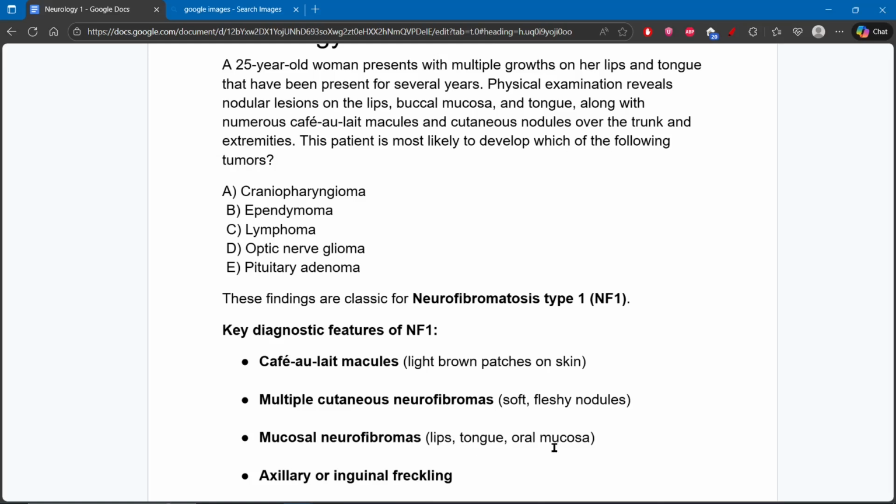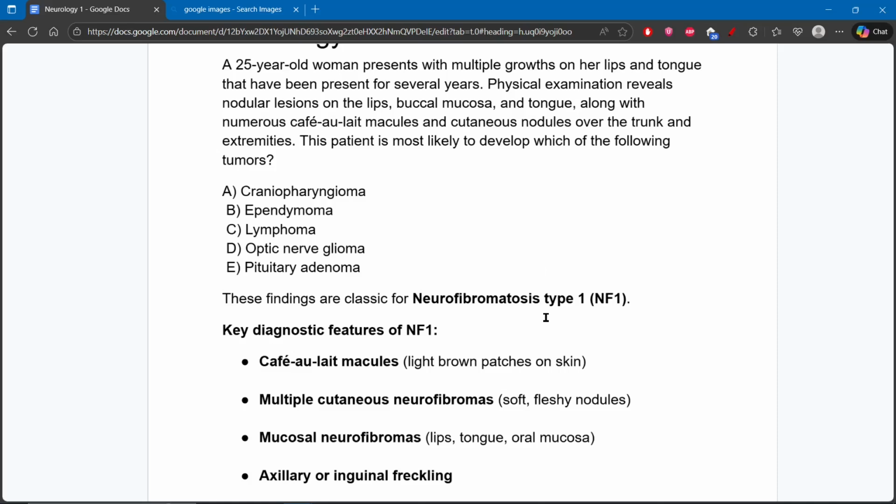These are basically present where the mucosa is present, such as the lips, the tongue, the oral mucosa. Then there are also some nodular lesions and numerous cafe au lait macules. Now they may not mention the cafe au lait macules. They may simply mention hyperpigmented spots, and they may simply mention superficial nodules. So that's how they might change the wording a bit to confuse the candidate. But you must understand. Now, I've made it a bit easier in this question. I've written cafe au lait macules directly, although they can write hyperpigmented macules as well.